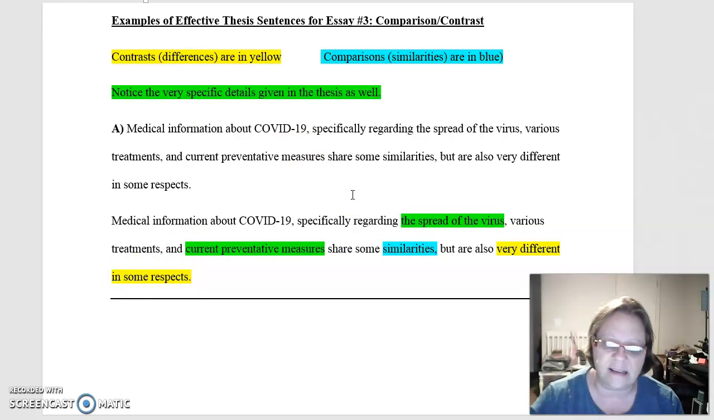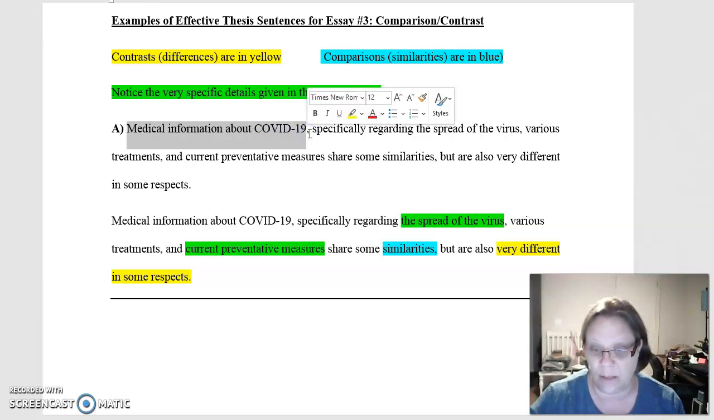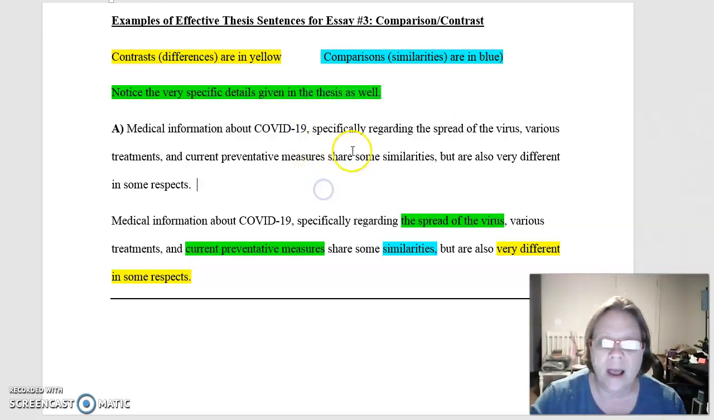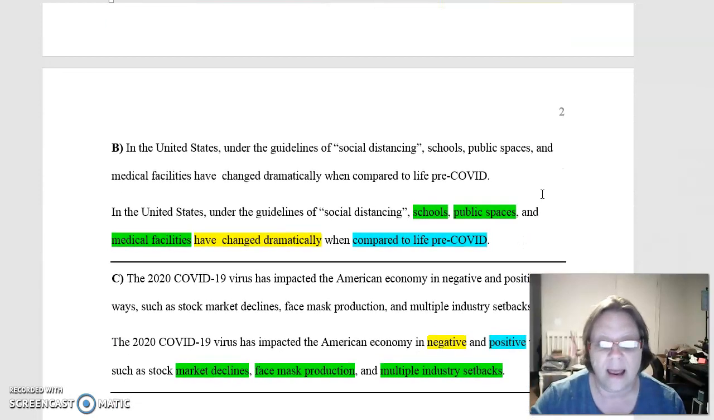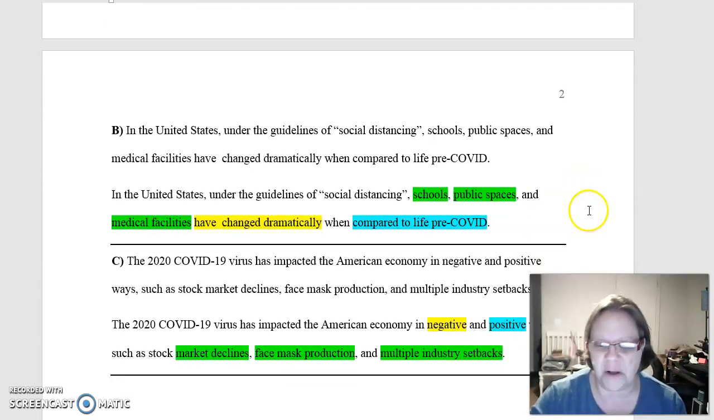You'll see there that this thesis is sort of formulaic, okay? It tells the reader what they're going to be reading about, which is generally medical information about COVID. The 3 points, in this case, it's got three points regarding the spread of the virus, various treatments, and current preventative measures. Those are all the 3 specific points. The writer tells them that we're going to talk about similarities and then also differences. Okay? All right, so that's kind of what I was looking for in your theses as well for essay 1.